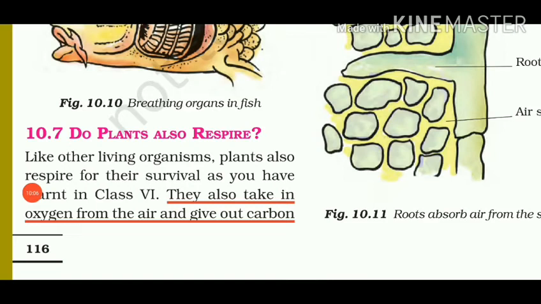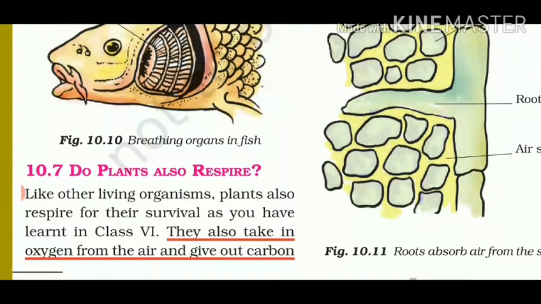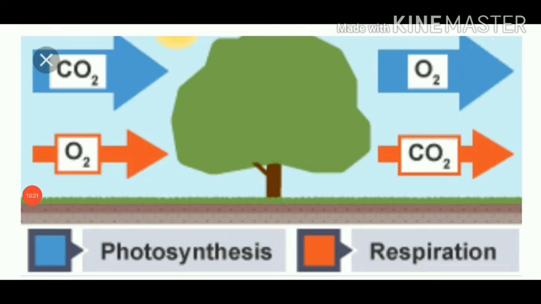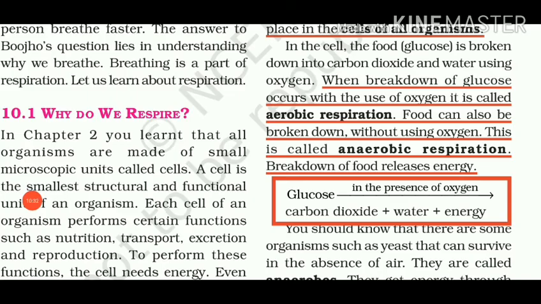Now let us study about respiration in plants. We have learnt in a previous chapter that plants take in carbon dioxide and release oxygen by the process of photosynthesis. But plants also take in oxygen from air and give out carbon dioxide. In the cells, oxygen is used to break down glucose into carbon dioxide and water as in other organisms.